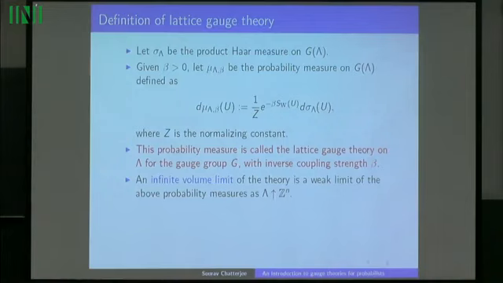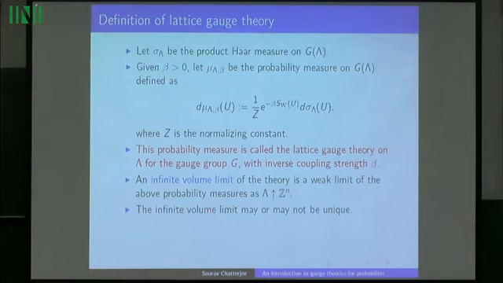Are the minimizers homogeneous or translation invariant, or are they staggered? We'll see what the minimizers are soon. These are basically everything that you can get by gauge transforming the identity. Yeah, we'll come to that.